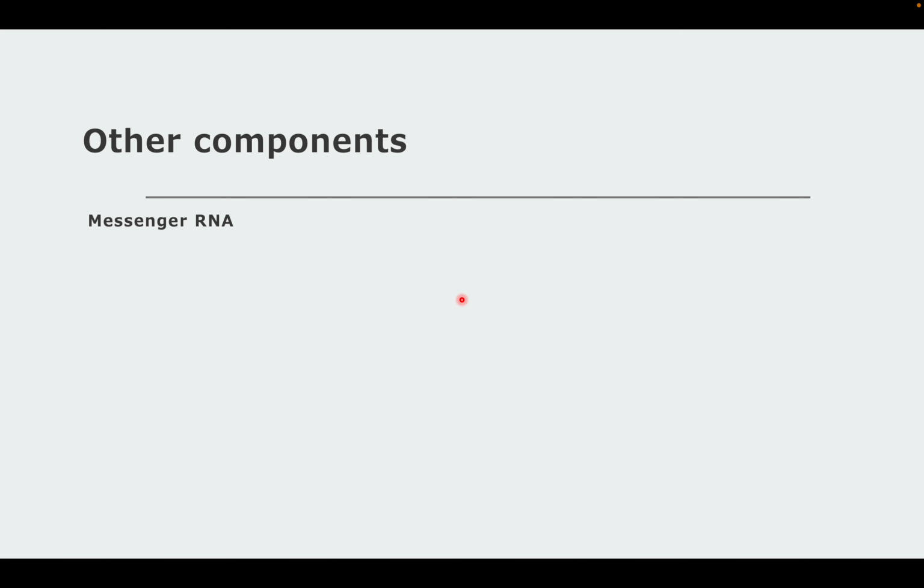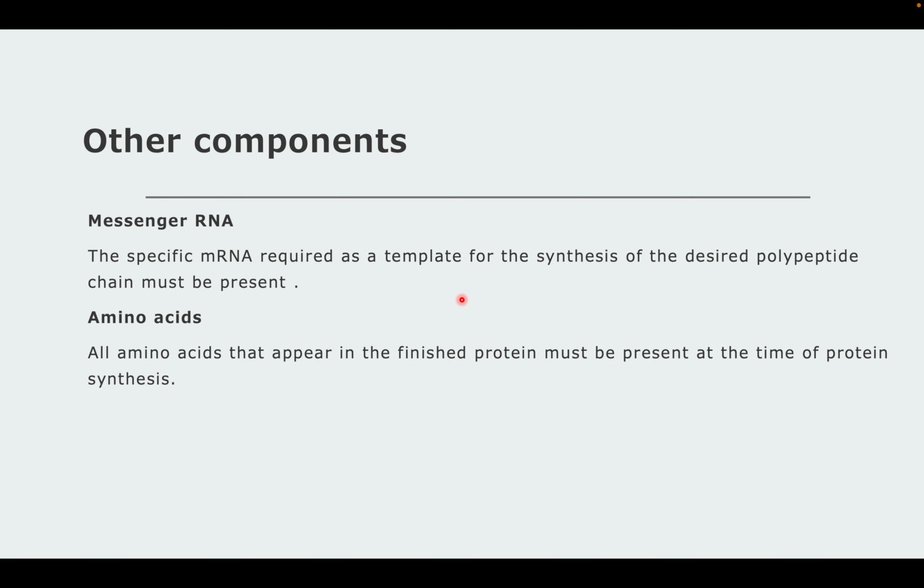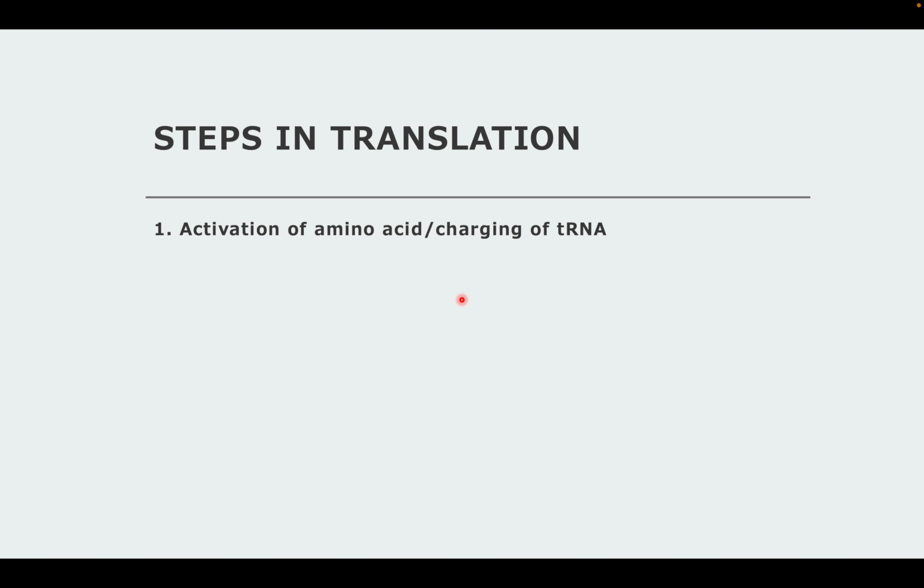And then there are other components which are required, like obviously the messenger RNA, which acts as a template for the synthesis of the polypeptide chain; amino acids, so that they can be charged with tRNA and used for protein synthesis; and ATP and GTP, which are the source of energy, and their hydrolysis is important for binding of some factors. And then there are different factors required for initiation, elongation, and termination, which I will talk about in my video.